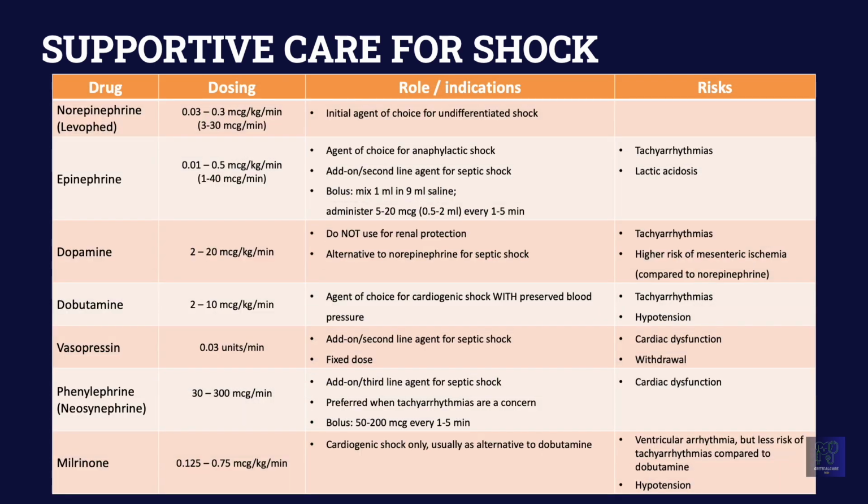Supportive care for shock broadly includes two categories: medications and mechanical circulatory support. There are several medications available for management of shock. These medications have varying combinations of inotropic, chronotropic, and vasoconstrictor properties. I made a separate video talking about shock. I highly recommend that you check it out. The details of these medications were discussed there. Link will be provided in the description.